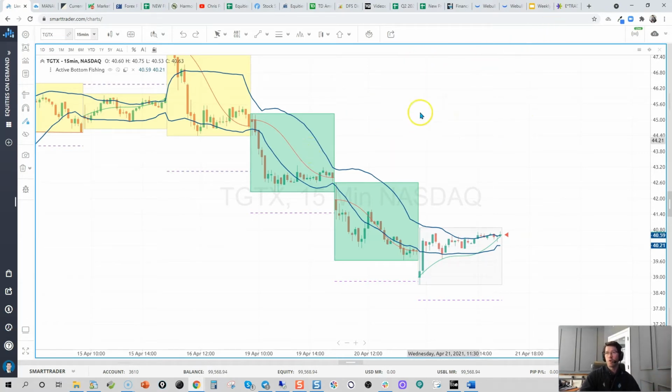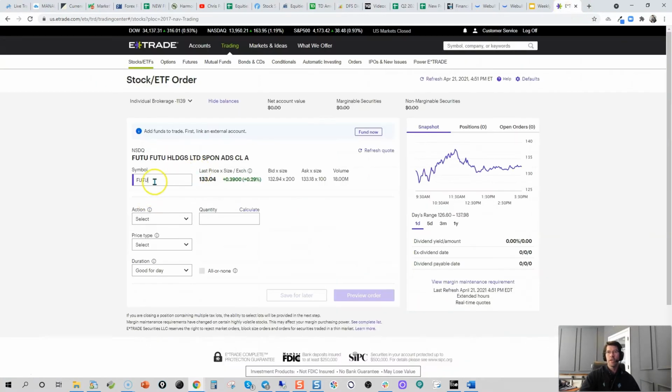Because inside of a broker platform like E-Trade, if we have the setup, this is our analysis. We're using our custom indicators here to find our trades. We can go in and find FUTU, and we are looking for a buy trade.